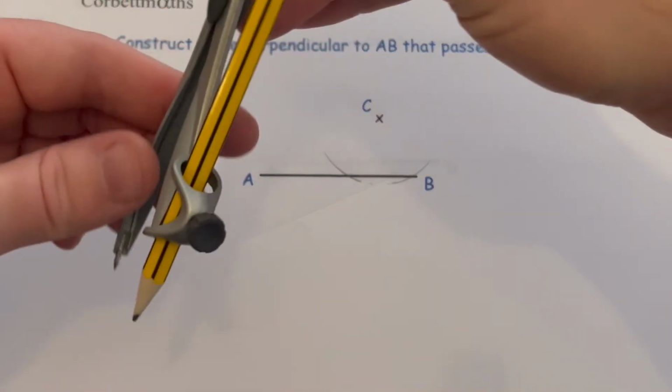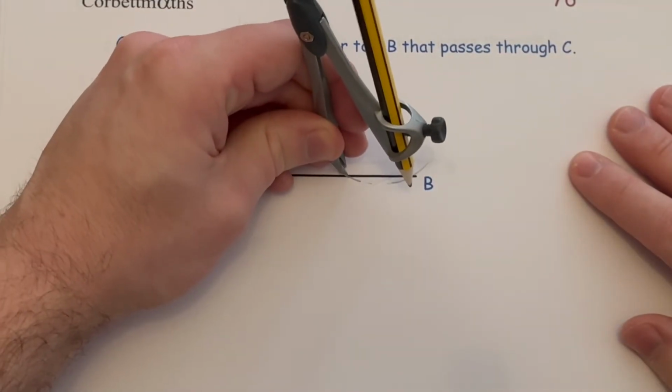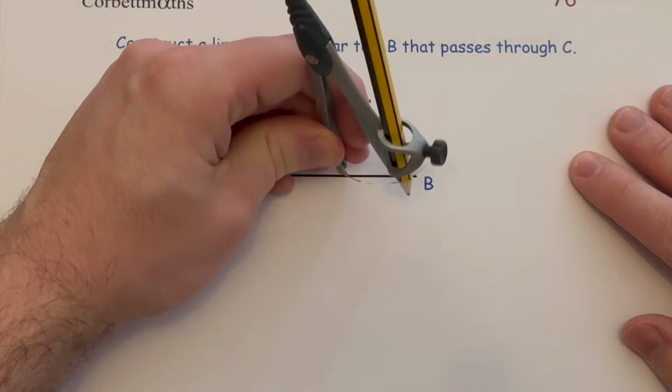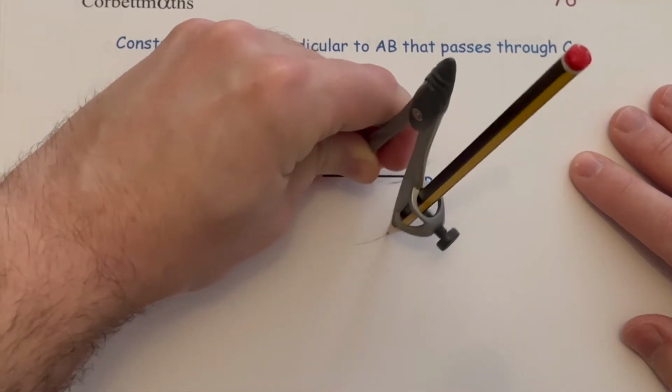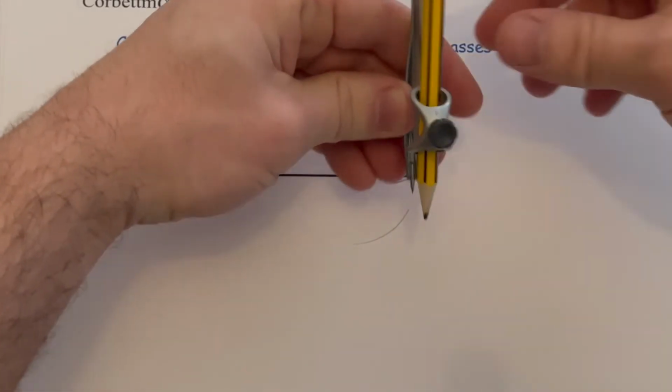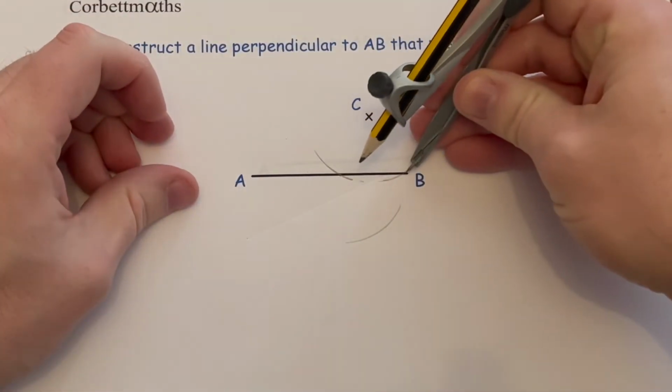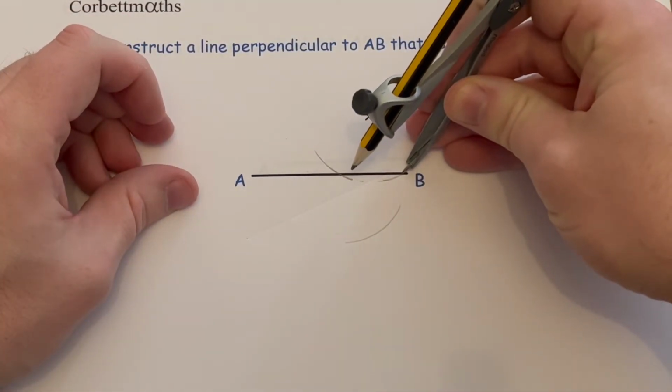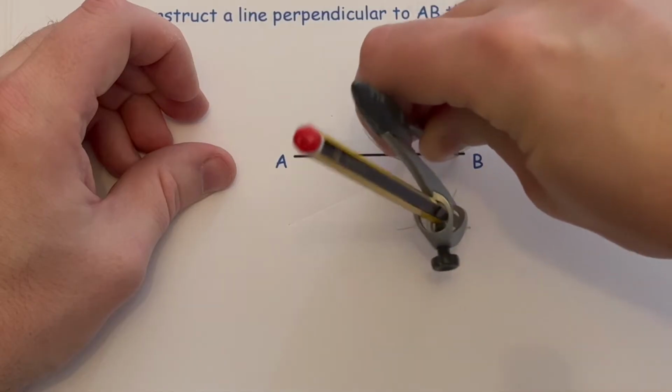Now I'm going to keep my pencil and compass the same size, and I'm going to put the point of the compass on where the arc and the line intersect, and do an arc below the line. And I'm going to keep it the same size again, and put it on where the arc intersected near B. And again, I'm going to do an arc below the line.